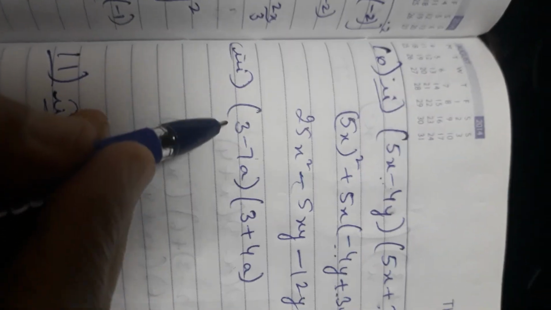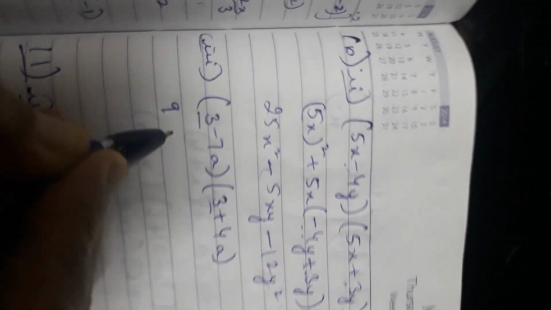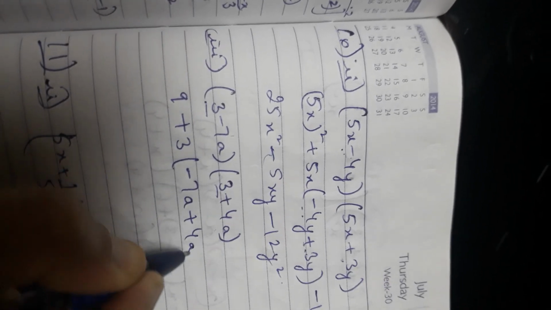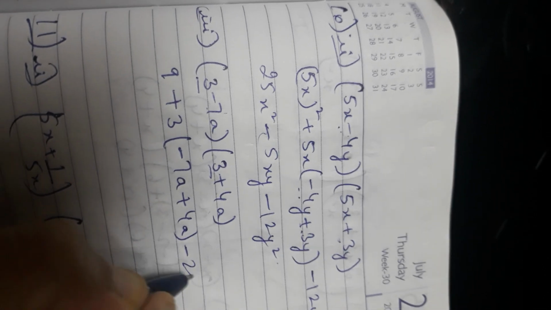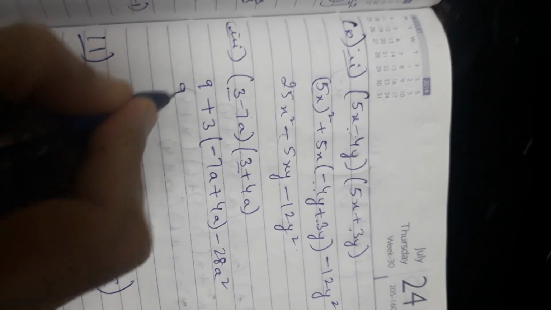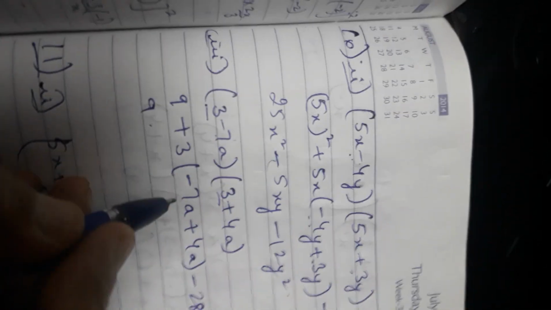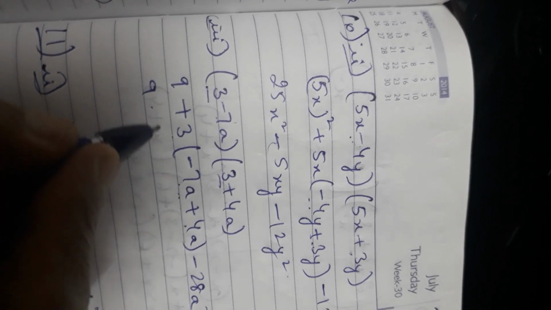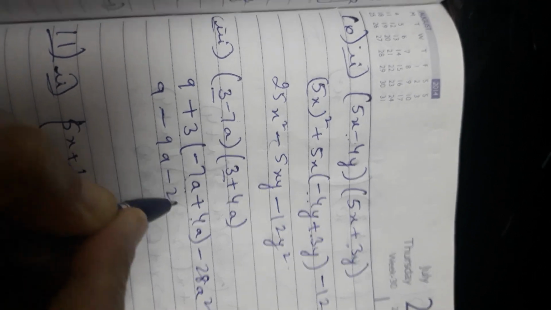Now similarly next, the first term is the same. So first term square plus first term into the constants along with the sign. Now we multiply, minus 28a square. So that gives you 9. Now this minus 7a plus 4a is minus 3a. Minus 3a into 3, minus 9a, minus 28a square is your answer.